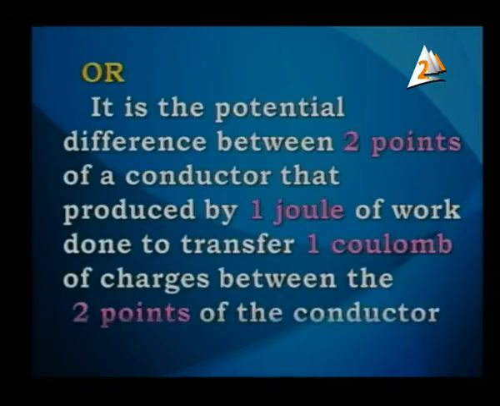Let's see another definition of this one. It is the potential difference between 2 points of a conductor, of a wire, produced by 1 joule of work done to transfer 1 coulomb. Here I needed to know the volt from its rule, so 1 joule divided by 1 coulomb, to transfer 1 coulomb of charges between 2 points of the conductor. This is the difference between the two definitions. Each one of them is right.